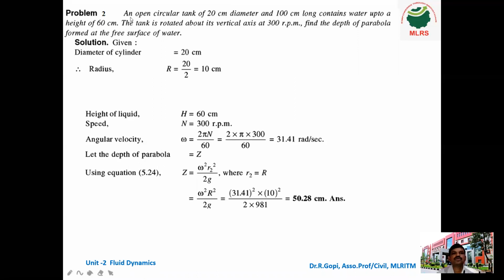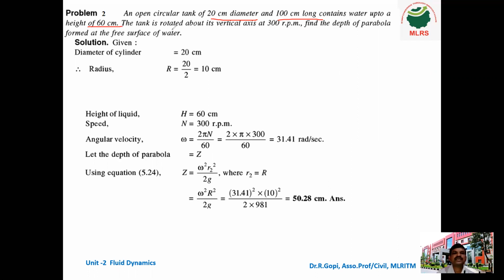I will read the question, please follow. An open circular tank, 20 centimeter diameter and 100 centimeter long. Please listen here, they are given in centimeter. We have to convert into meter, or you can use centimeter as it is also. So the circular tank is 20 centimeter diameter and 100 centimeter long, and contains water up to a height of 60 centimeter. So the cylinder height is 100 centimeter, but the liquid height is only 60 centimeter.